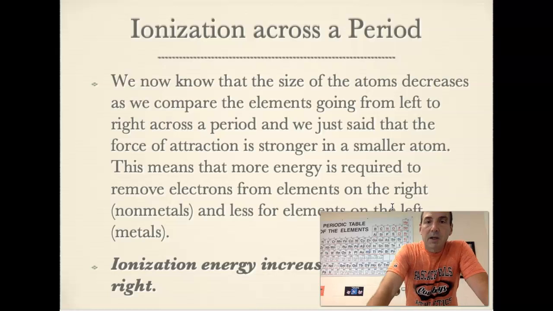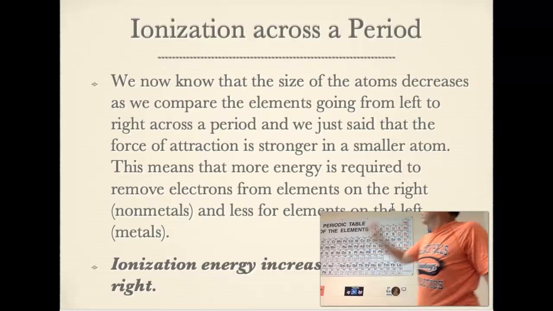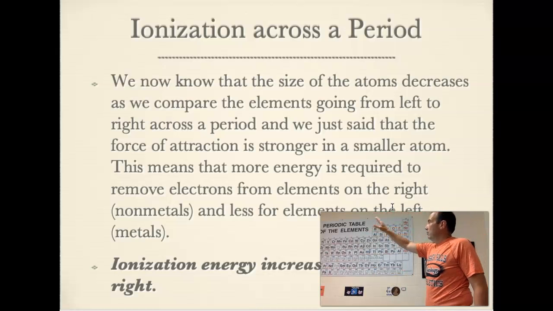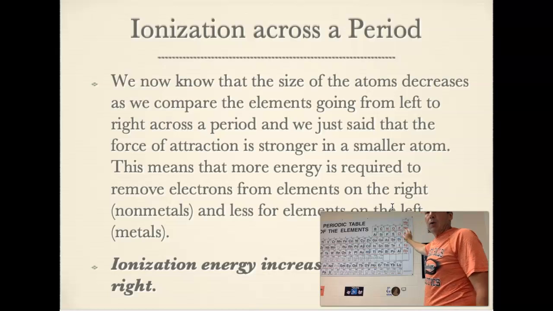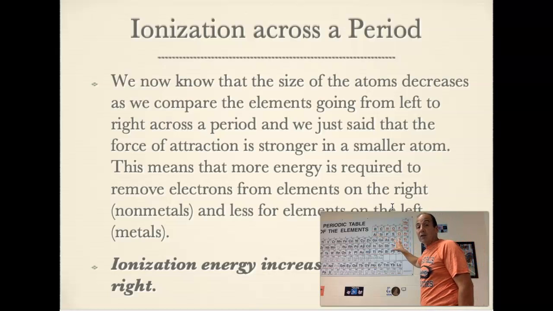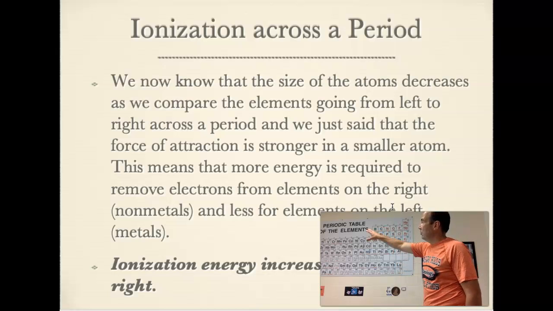So with that in mind, let's compare those elements. We said sodium to magnesium to aluminum, silicon, phosphorus, sulfur, chlorine, argon. The size decreases from left to right. Well, if it's getting smaller, and we just said that smaller atoms have bigger attractions and so are going to require more energy, that means the ionization energy has to increase. Okay, so we have an opposite trend.